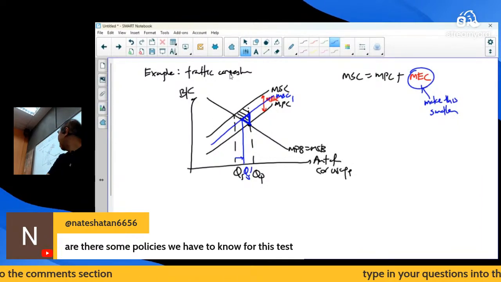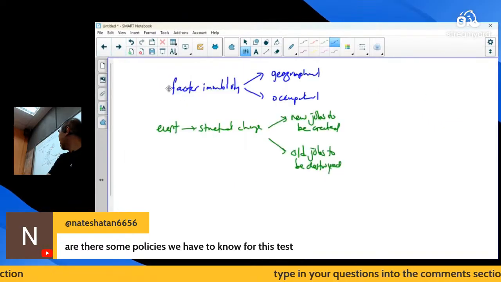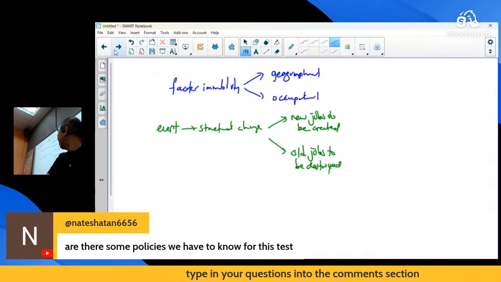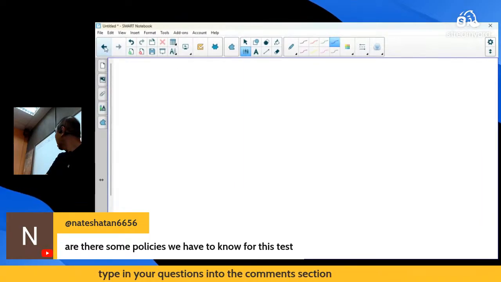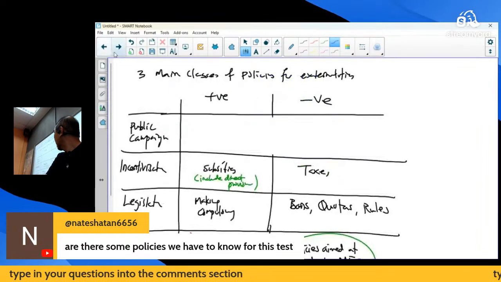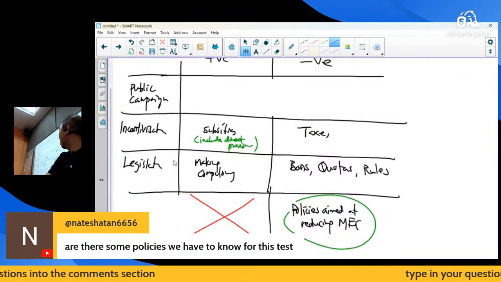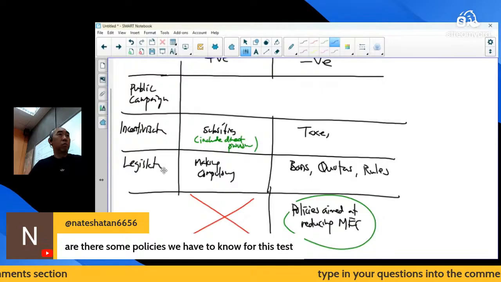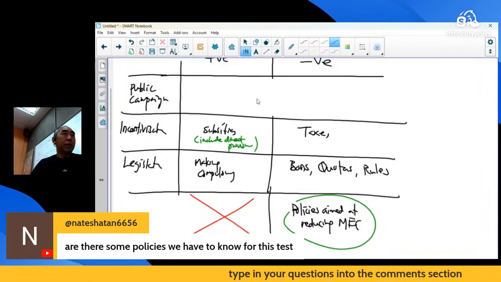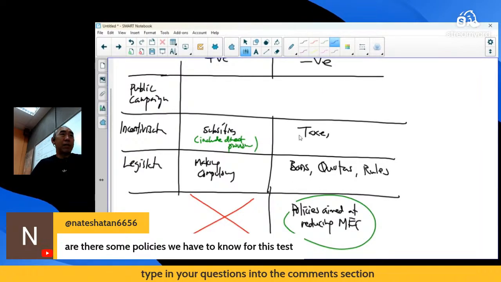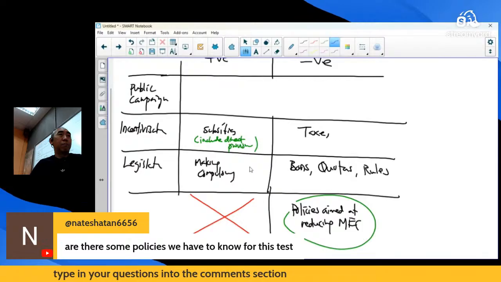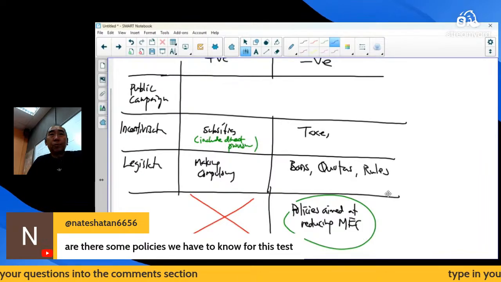But other than that, if your school only tests externality, then these are the three classes of policies that you need to learn only: public campaigns, incentivization through taxes and subsidies, and legislation.